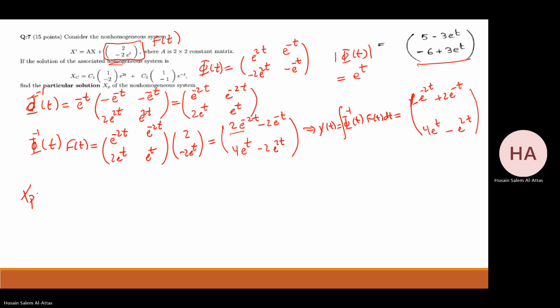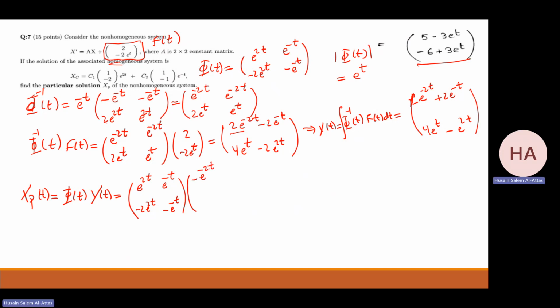Okay. Now x_b, my answer, should be phi of t times y of t. What is phi? e^(-t) minus 2e^(2t), minus e^(-t) times this, minus e^(-2t) plus 2e^(-t) for e^t minus e^(2t). Let me see what will happen. This one will give me minus 1. First row, the first one times this plus 2e^t, and this times this, that will be plus 4, minus e^2 minus e^t.